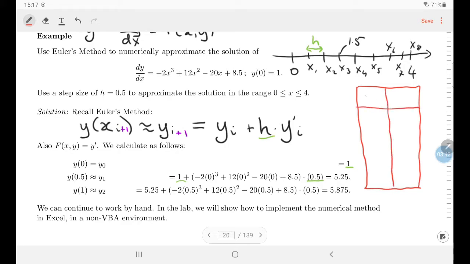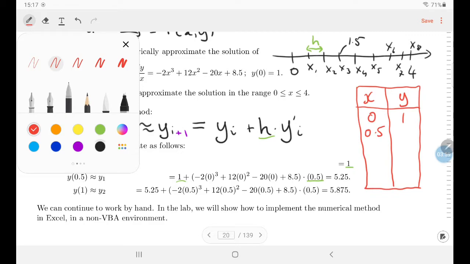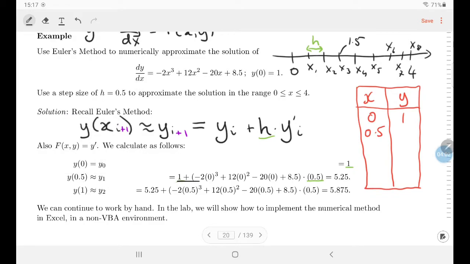So we have the x values and the y values. We started at x equals 0, y is equal to 1. Now we're looking at x equals 0.5. What is the y value? We have previous plus step size times the previous slope. When we're at this point, the previous slope is determined by what's going on here. Here the slope just depends on x, so I need to put in the previous value of x. So I put in x equals 0 everywhere, and I bang that into the calculator and I get 5.25.